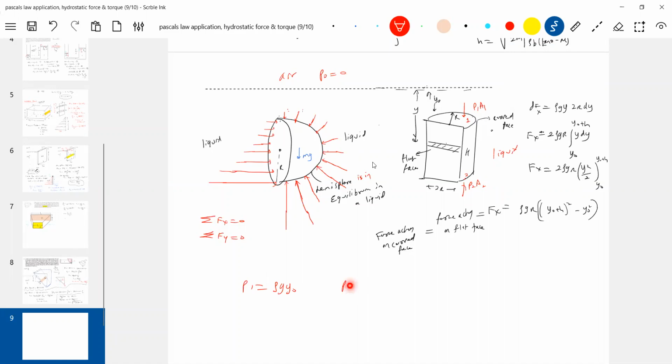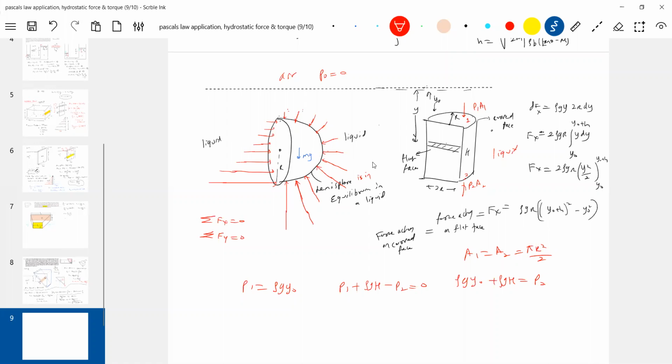What is the pressure at 2? So P1 plus rho gh minus P2 equals 0. So P1 is what? Rho g y naught, plus rho gh equals P2. So which force will be greater, P2 A2 or P1 A1? Since A1 equals A2. What is A1 equal to A2? Pi r square by 2. Got the idea?